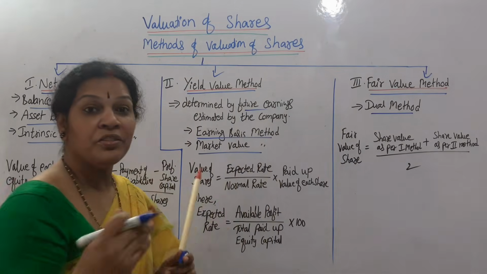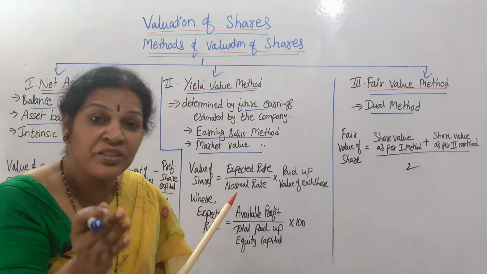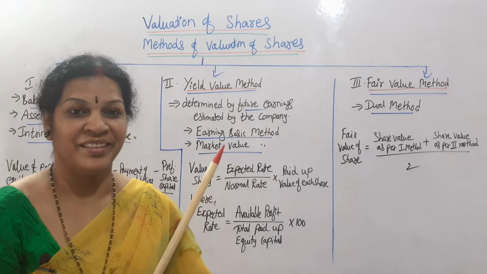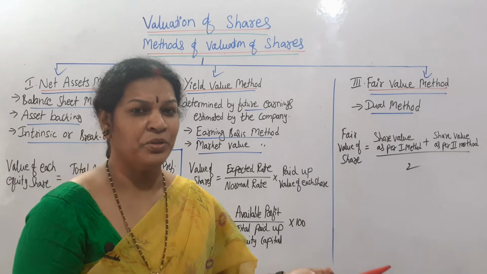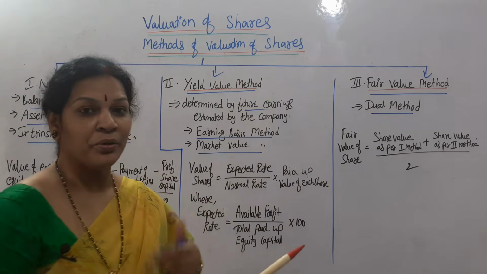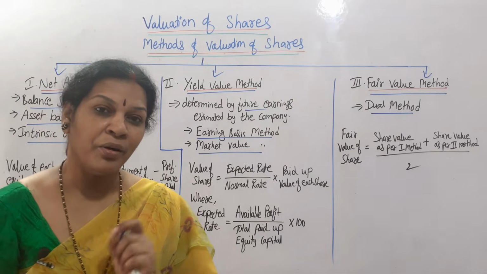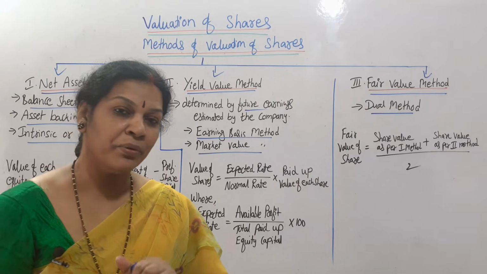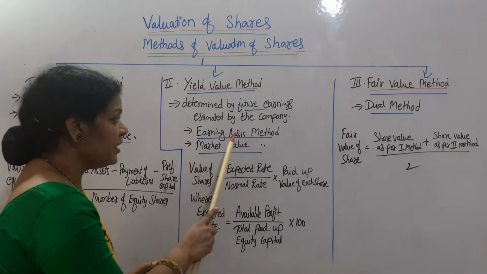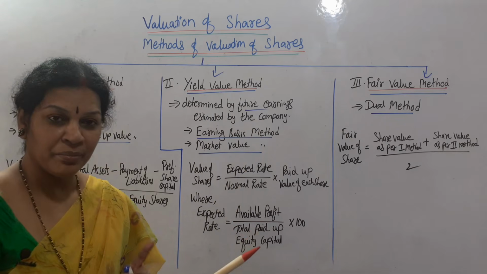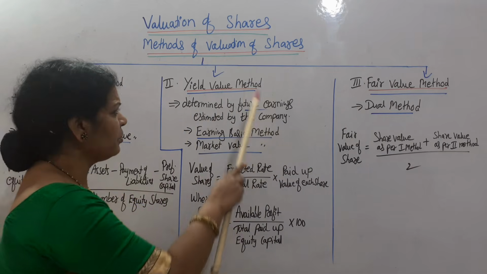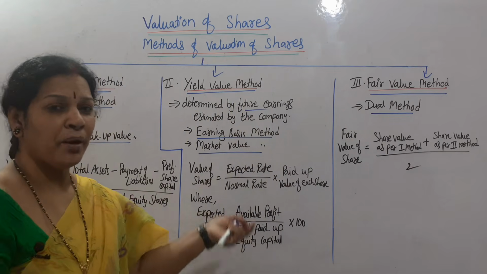How much earnings you are going to earn in the future, based on that future earnings estimated by the company. How much we are going to earn, based on that, we are going to calculate with the yield value method. Now how do we calculate this yield value method? Before going to that, we can also say it as the earning basis method, or market value method. Anything you can say, but popularly we call it the yield value method.